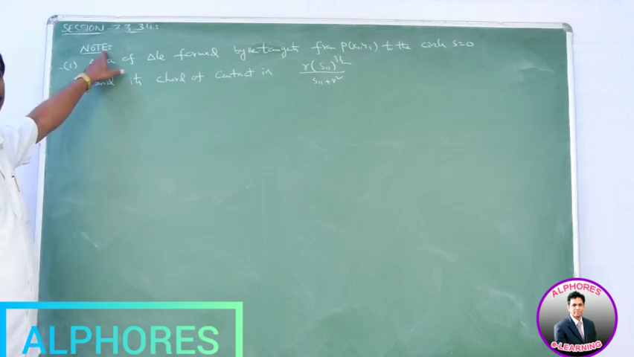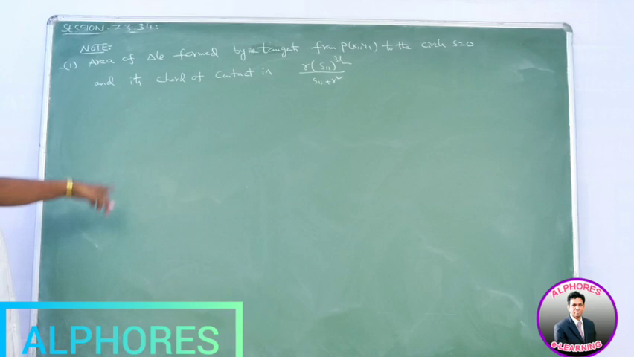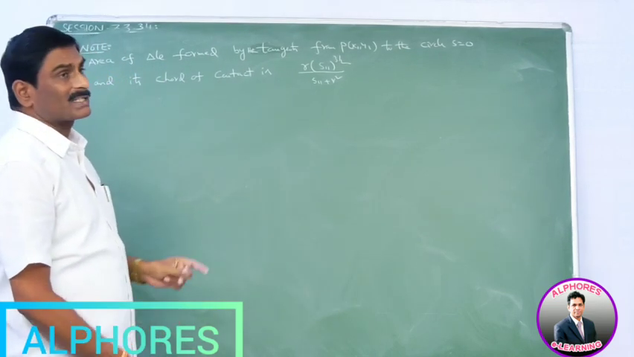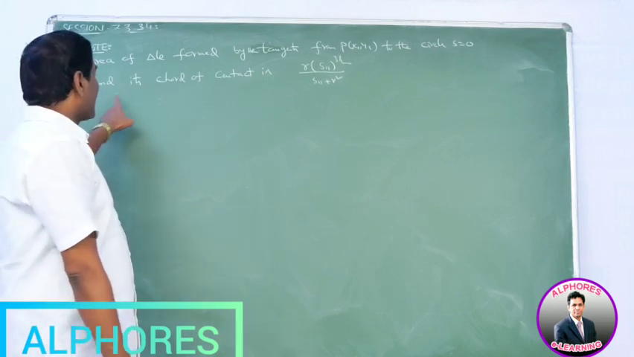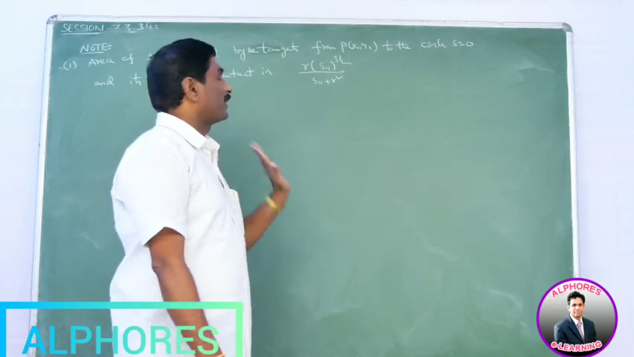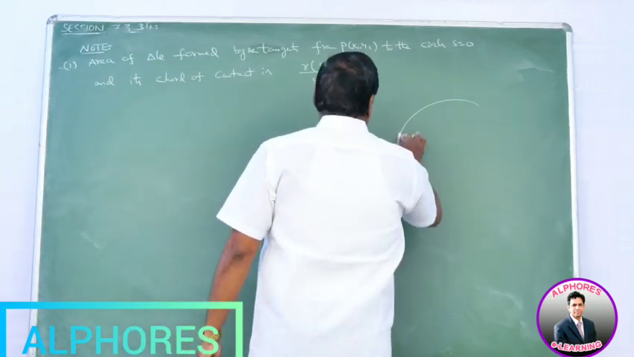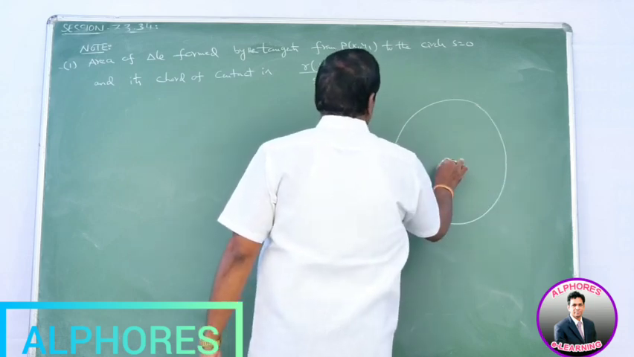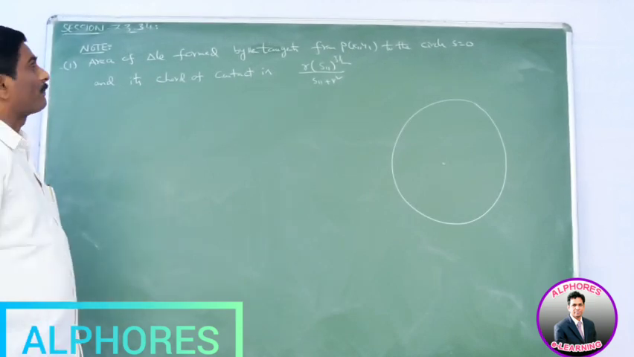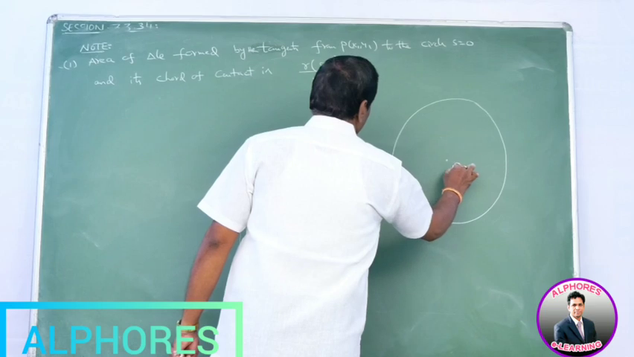Note point. Area of the triangle formed by the tangents from P(x1, y1) to the circle S = 0, and its chord of contact, is R S11^(3/2) / (S11 + R²). That means the area of the triangle formed by the pair of tangents from P(x1, y1) to the circle S = 0 and its chord of contact.